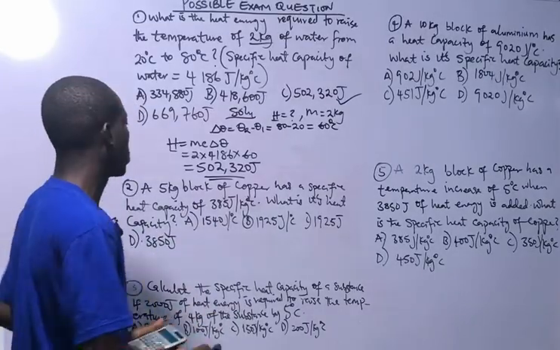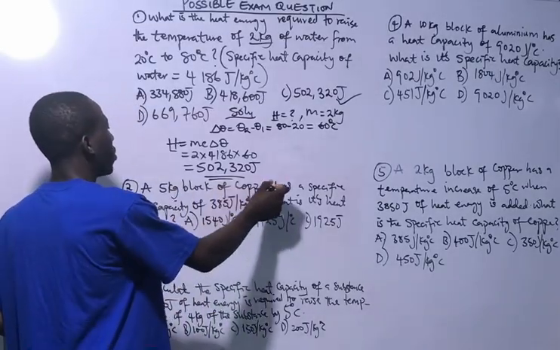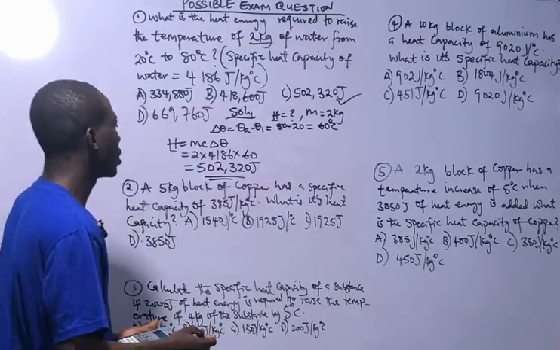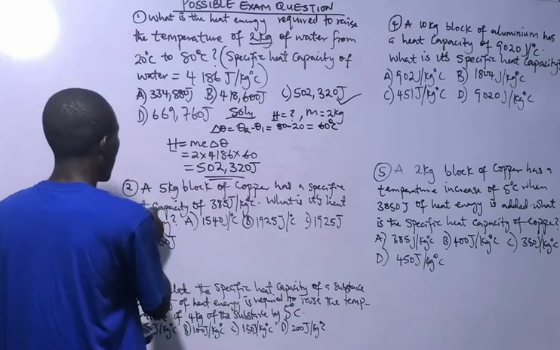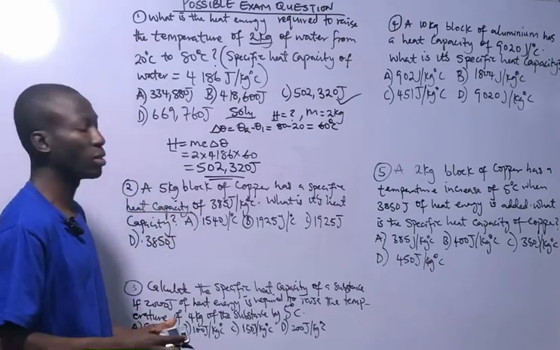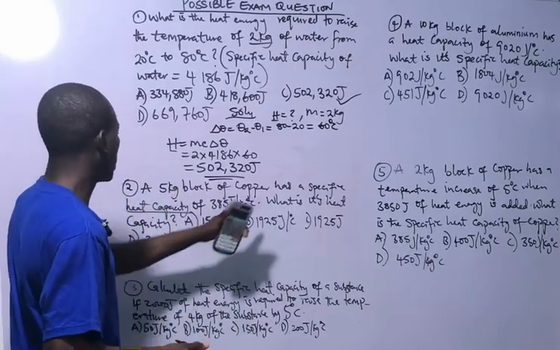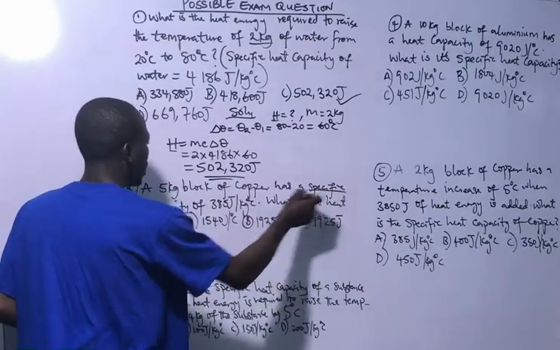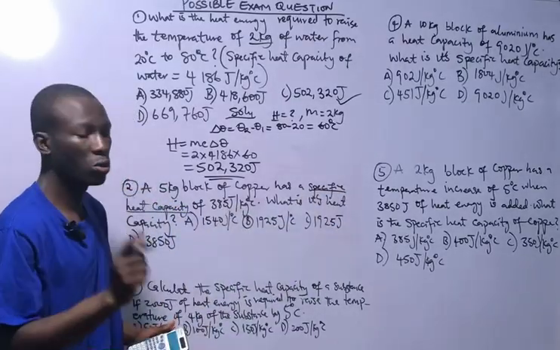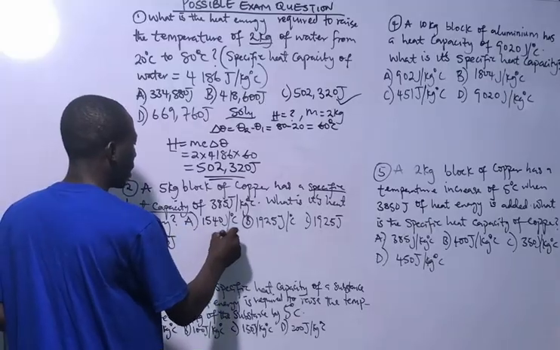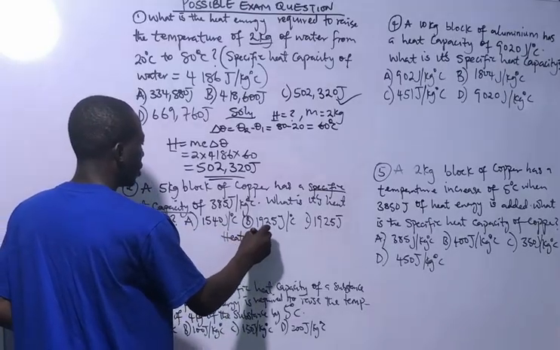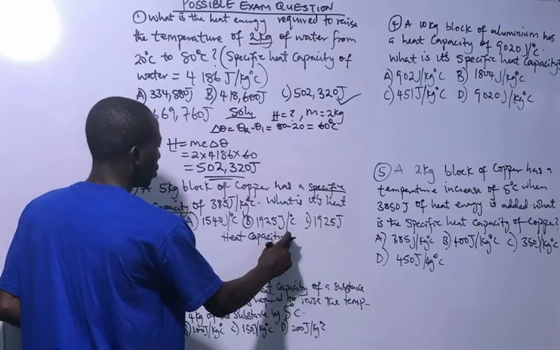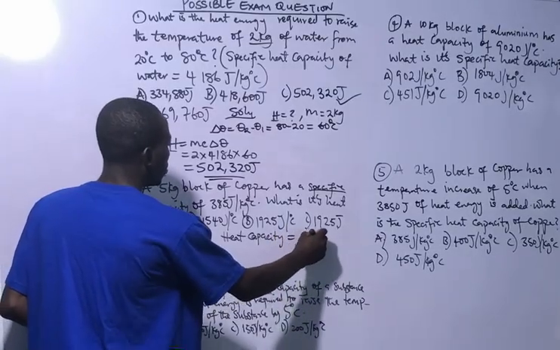Now this is the second question. A 5 kilogram block of copper has a specific heat capacity of 385 joule per kilogram Celsius. This is the specific heat capacity given, and this is the mass. What is the heat capacity? Take note that heat capacity is equal to mc.